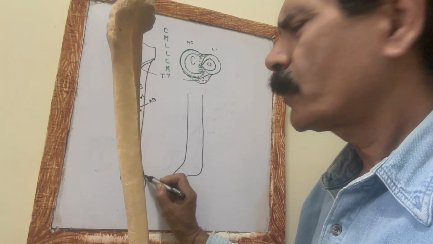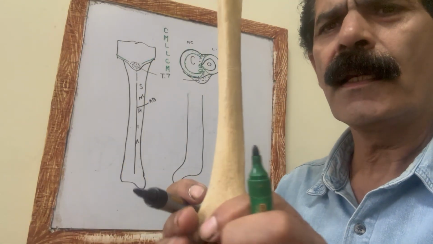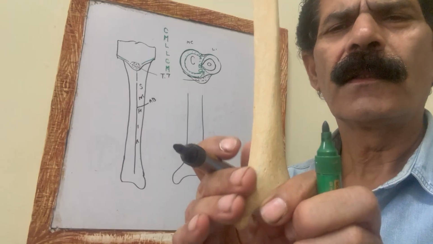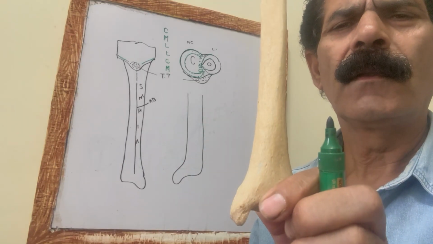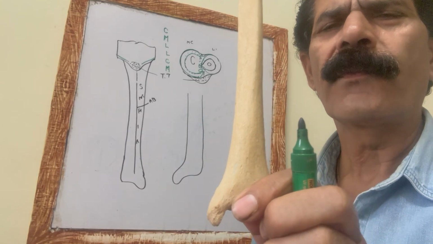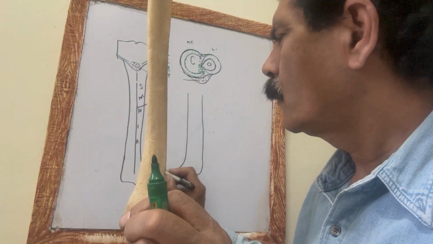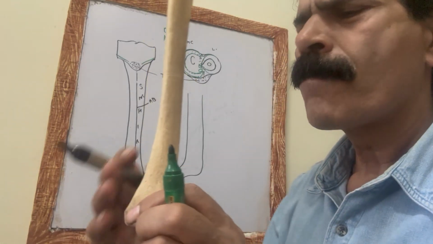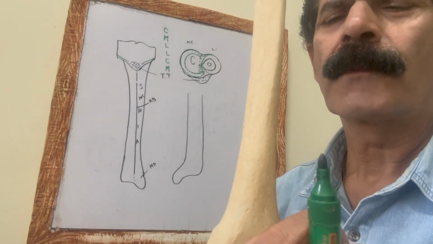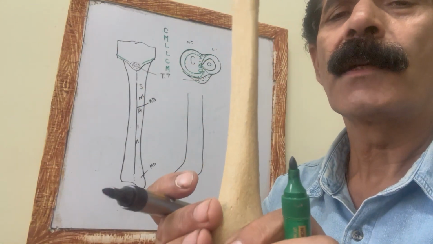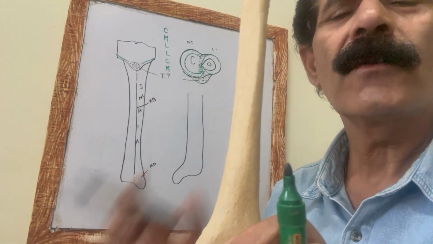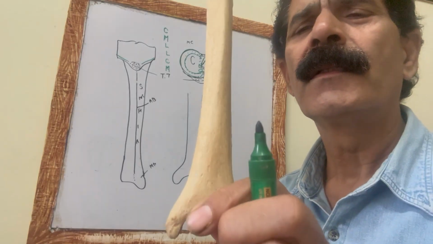So the medial surface of the tibia is continuous with another lower end, which is called the medial malleolus. The medial malleolus is the subcutaneous continuation of the medial surface of the tibia, and it is also very much a fractured part.